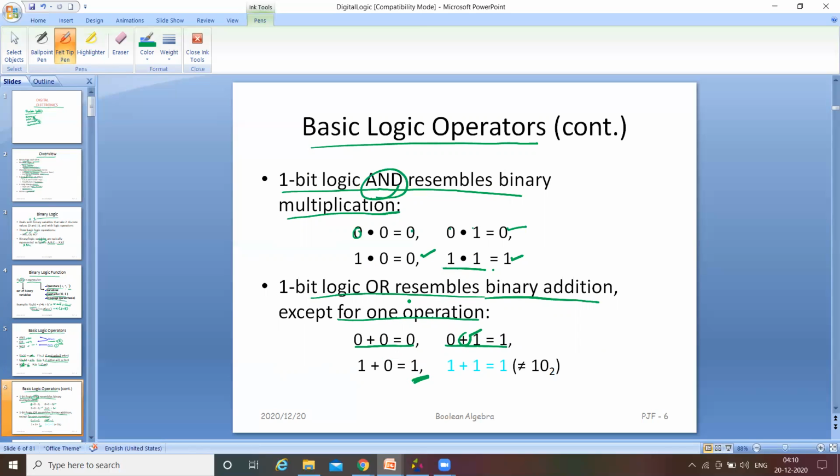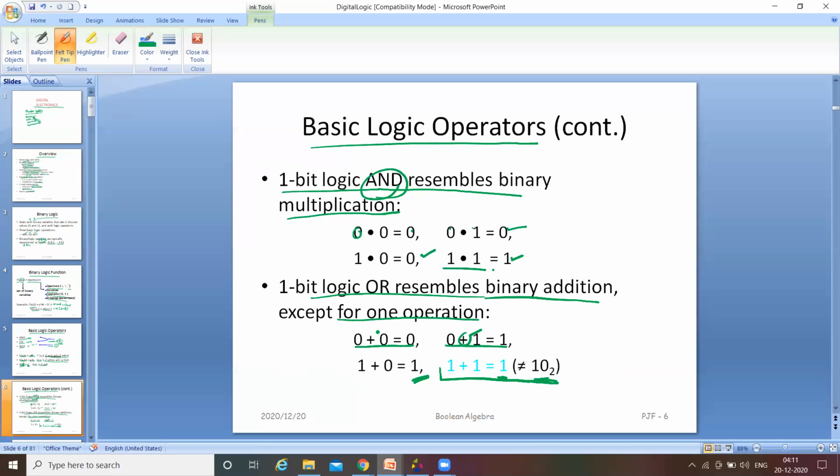See here, one bit logic OR resembles a binary addition, right? Except for one operation. Except for this operation, all these three operations resemble binary addition. Now see, 1 plus 1 in binary addition is 10, whereas in an OR operator it becomes 1. So the definition of the OR gate is: the OR function will become 1 if either of the binary variables is 1.